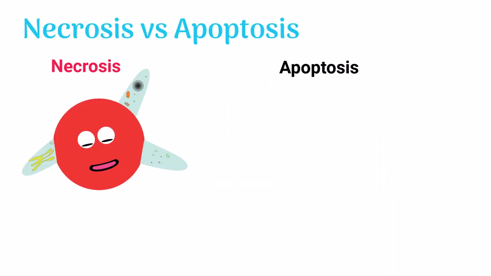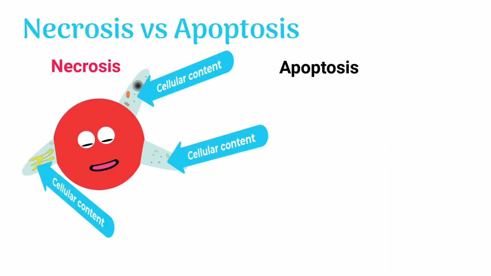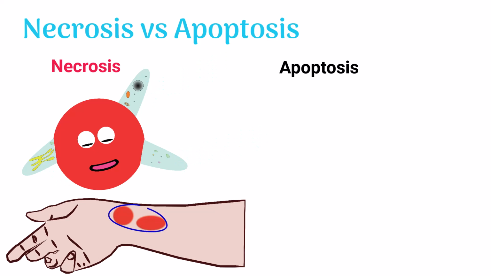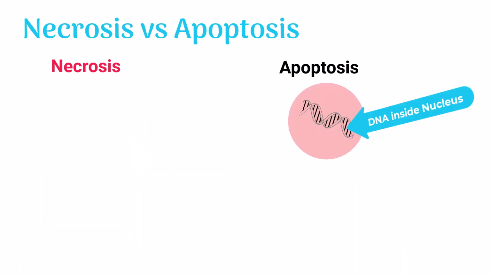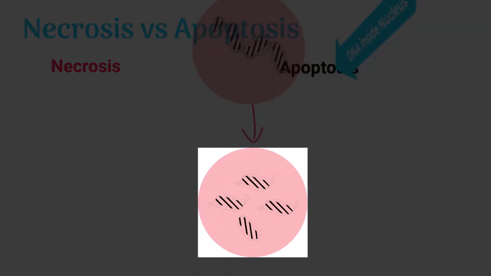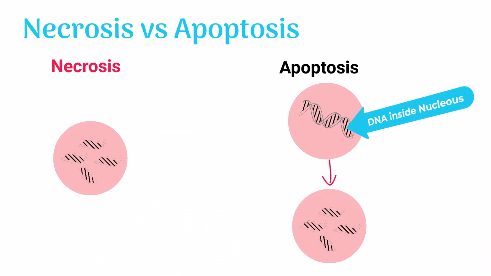In necrosis, when the cellular content comes out of the cell, it causes swelling and tissue damage. But in apoptosis, the swelling does not happen and it does not damage the tissue either. In apoptosis, the DNA inside the nucleus condenses and then breaks into smaller fragments, while it does not happen in necrosis.